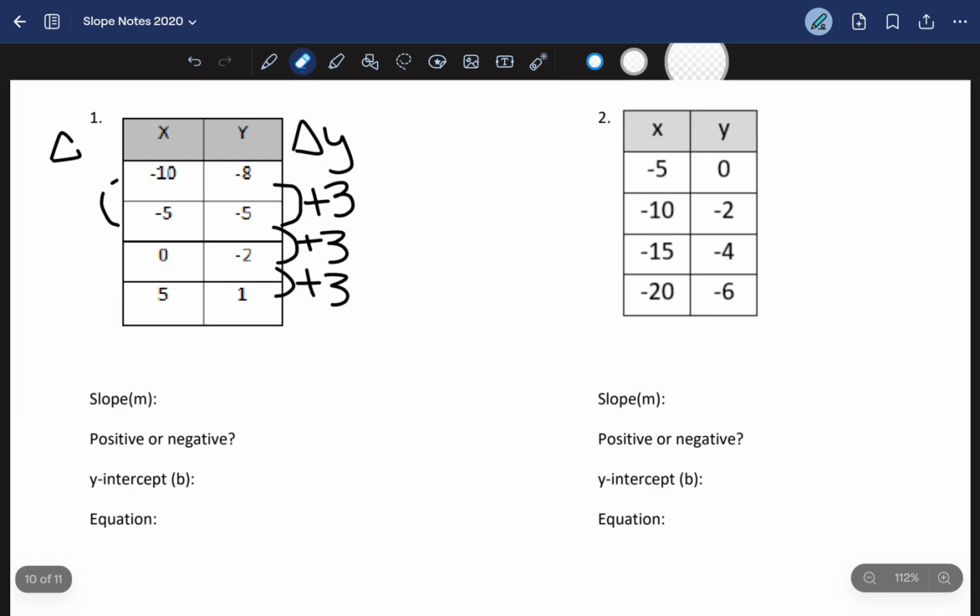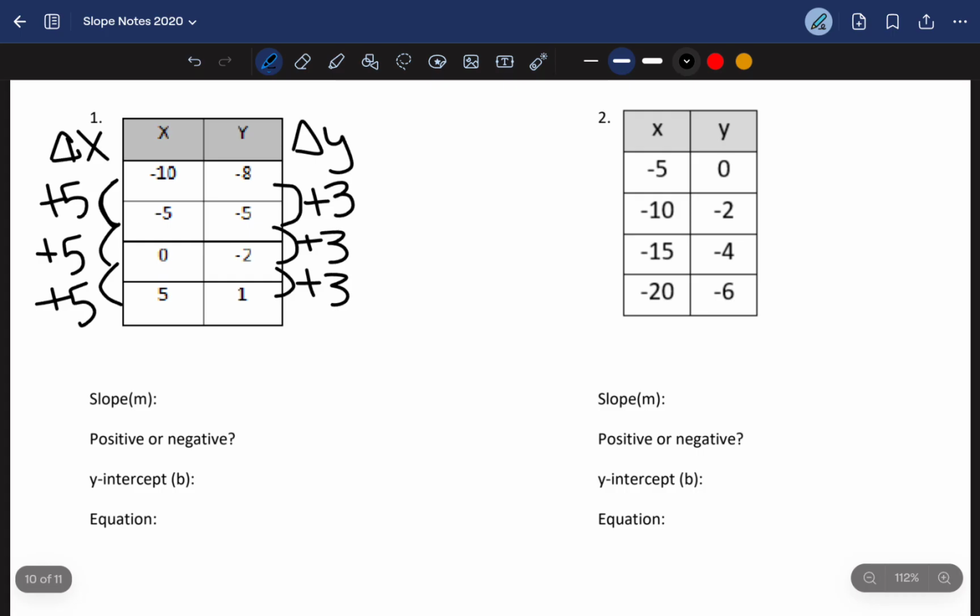Those are x values. So those x values, I noticed that from -10 to -5, again, I'm getting closer to 0. So that tells me I added 5. And then from -5 to 0, again, I added 5. And then from 0 to 5, I added 5.